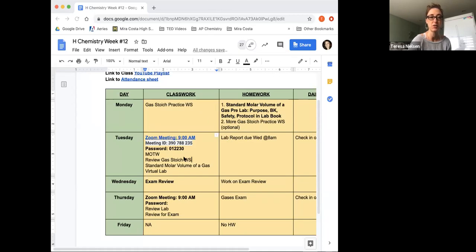Today, we're in our Zoom meeting right now. We're going to start with molecule of the week. I'll answer any questions that you have about the gas stoichiometry worksheet, and then we'll get into that virtual lab today. I'd like your lab report due tomorrow by 8 a.m., please. And I'd like you to submit that on Google Classroom the way you have been.